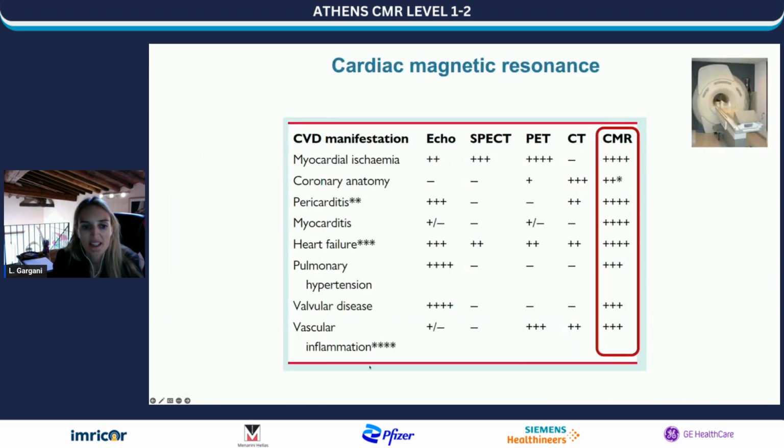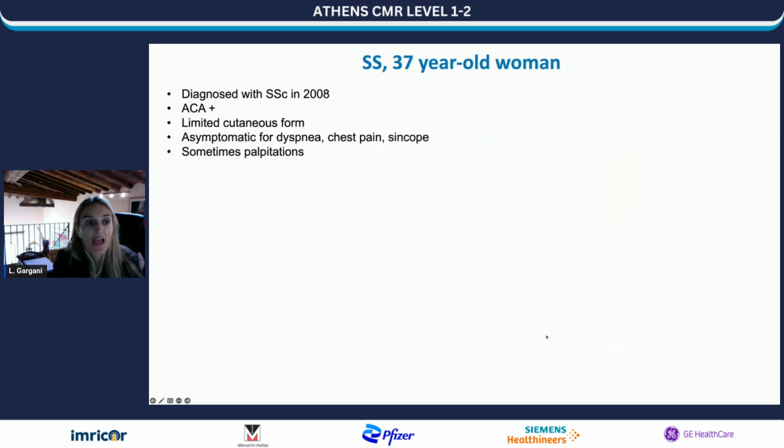And you can see here that CMR among cardiac imaging is the strongest one that can address almost all the different involvement in our patients. But remember that for pulmonary hypertension and for valvular heart disease, echocardiography is still superior to CMR. And I would like to close with this clinical case.